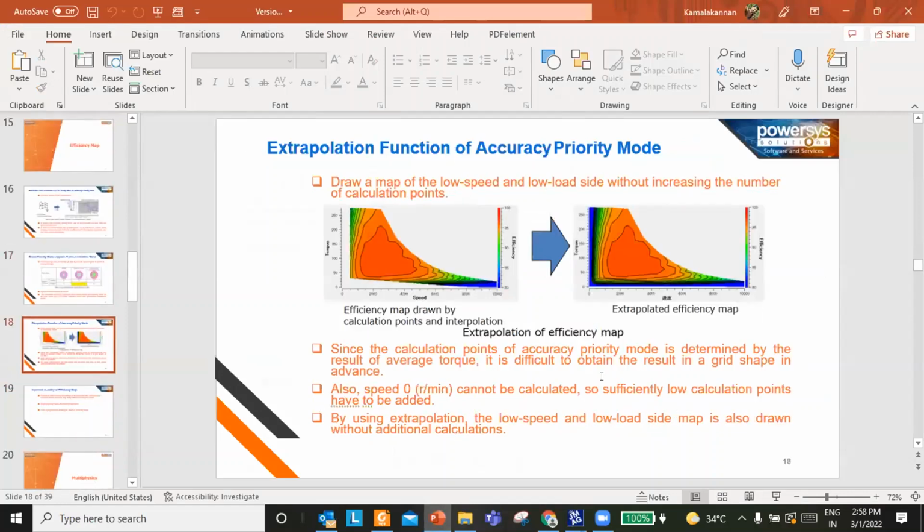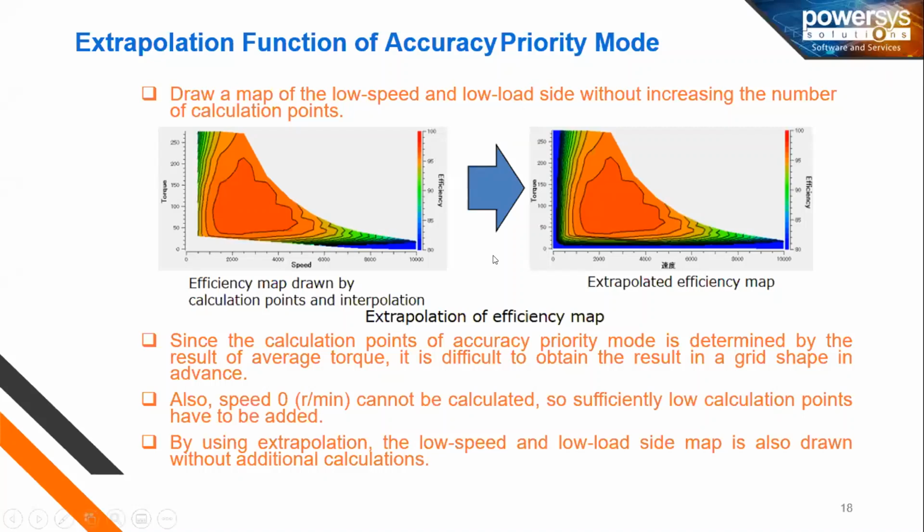Okay. And this is regarding low speed. The extrapolation function of the accuracy priority mode efficiency map is there in version 21. Prior to version 21, interpolation was used, and at low speed we were not able to construct the map accordingly, and it was taking a larger number of calculation points. But in version 21, even for 0 speed, the efficiency map is clearly constructed with the help of the extrapolation function.